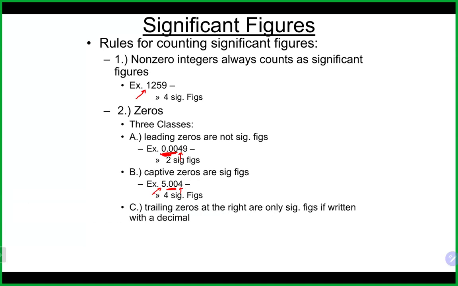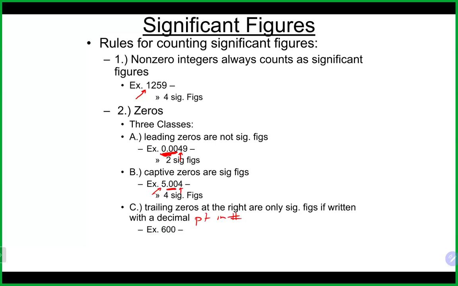Here, trailing zeros at the right are only significant if they're written with a decimal point. So pretty much they're only significant if there is a decimal point in the number. If there is no decimal point actually written in the number, then all the zeros that come at the end are not significant. But if there is a decimal point written anywhere in the number, it doesn't have to be next to those zeros, it will become significant.